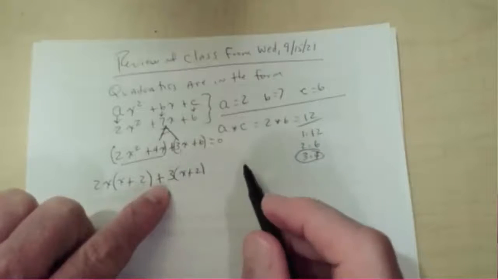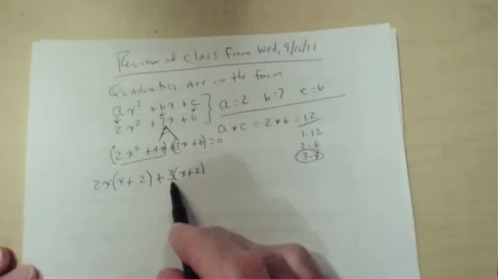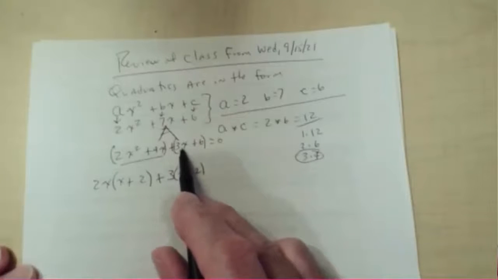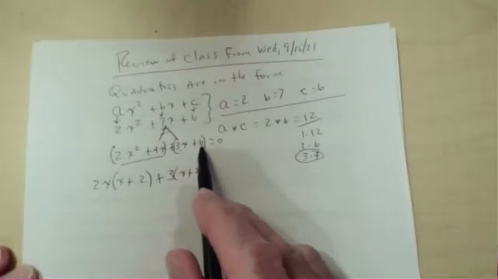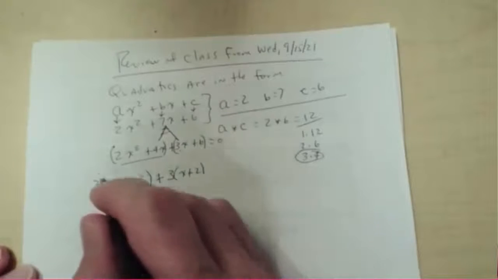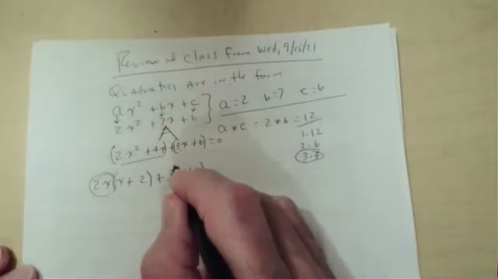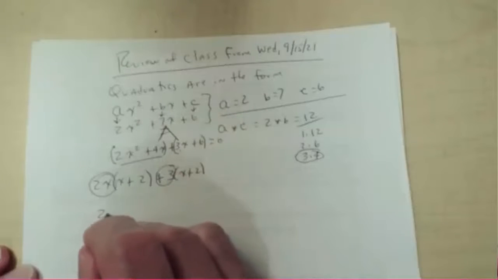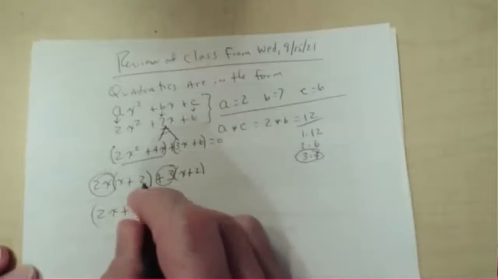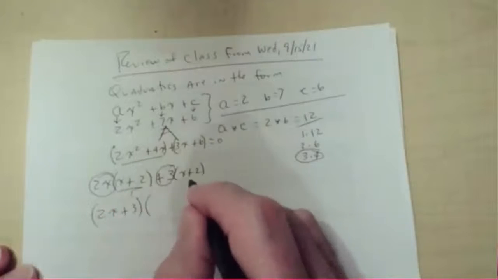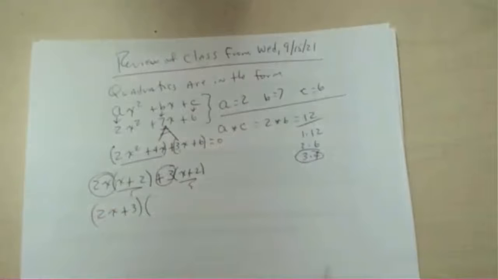And again, do it backwards to make sure. It only takes a second. 3 times x is 3x. 3 times 2 is 6, so we're correct. Now we're going to take this and this, 2x plus 3 times, oh, but before I forget, these two have to be the same. If they're not, something went wrong.